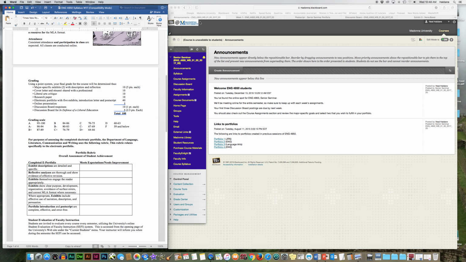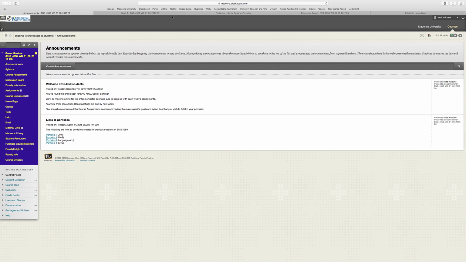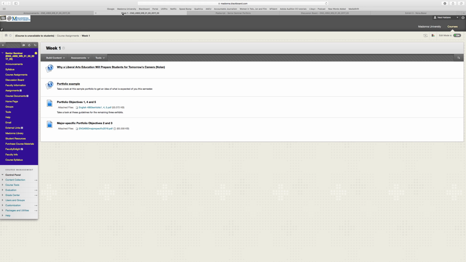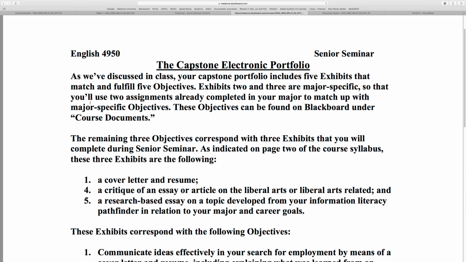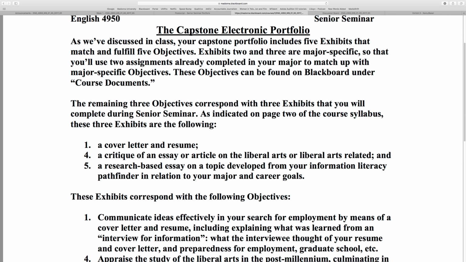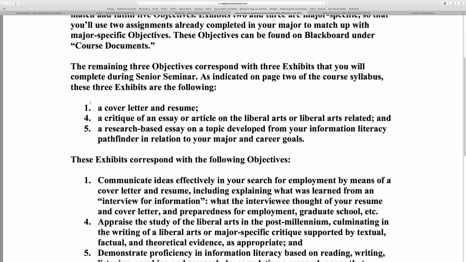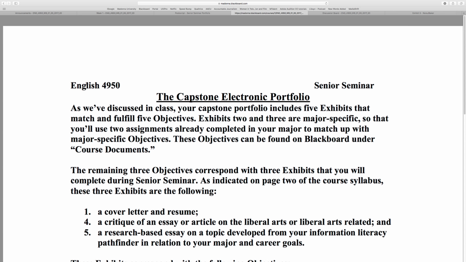So here's the Blackboard site. You've seen this before. You've already played around in Blackboard enough. So here's English Week 1, 4950, the class. There's an article you need to read, the example of the portfolio, and the objectives for 1, 4, and 5. We'll go through these in greater detail as we move throughout the semester, but this gives you an idea of what's going on. So take a look at those as you move forward.